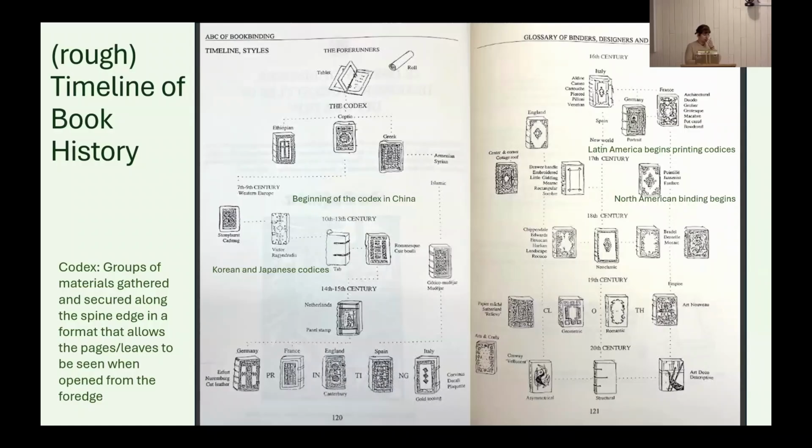The codex is a group of materials. So we saw those quires and sections, the nested materials that are gathered and secured along the spine edge in a way that allows you to open it from the foredge and read the information. The initial technologies that people had for information exchange were scrolls, rolls, wax tablets, different forms of what you might consider bindings, but not considered codex. There's a difference, and I'm just going to be referring to what we now think of as the book format when I talk about the history of the book.